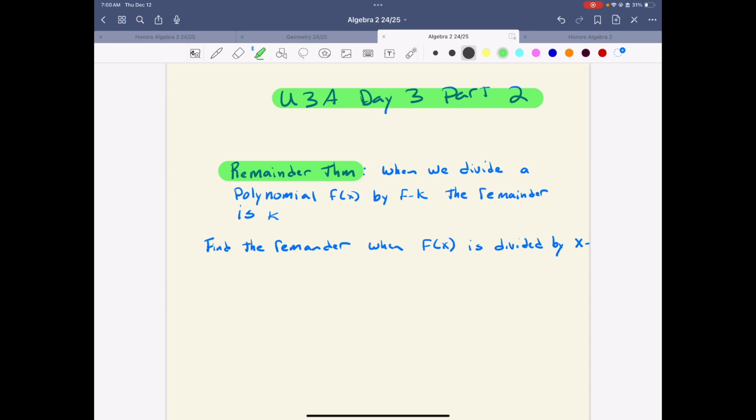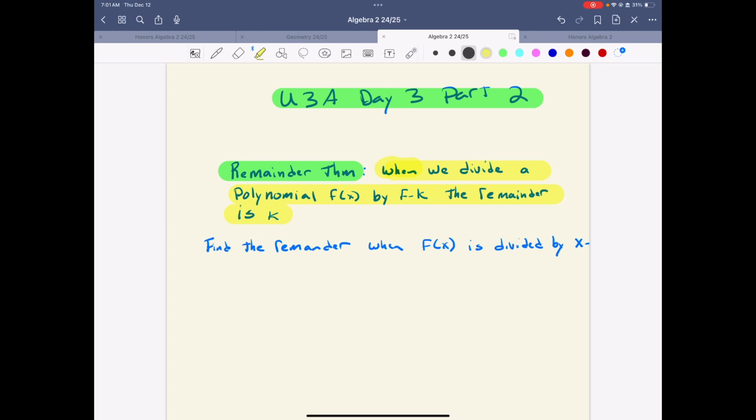So first and foremost, the remainder theorem. When we talk about the remainder theorem, we're trying to find the solution to a function, and the remainder theorem is one way that we can find the solution to a function. So mathematically, the remainder theorem says when we divide a polynomial f of x by x minus k, the remainder is f of k. And we know that. So we talked about that a little bit before.